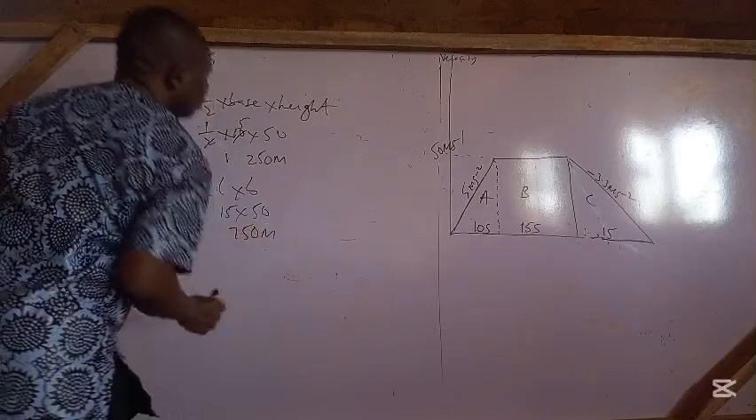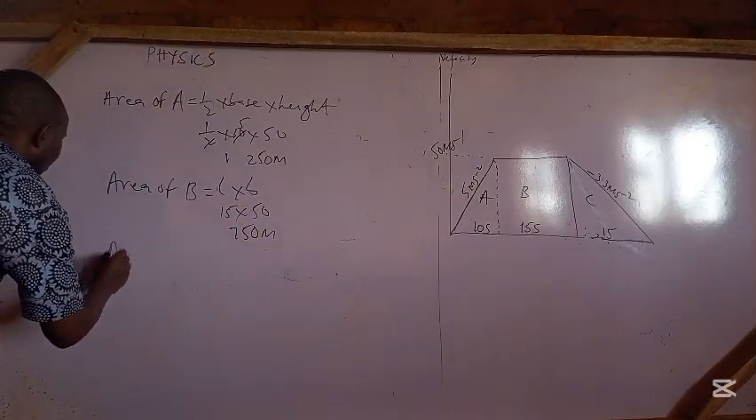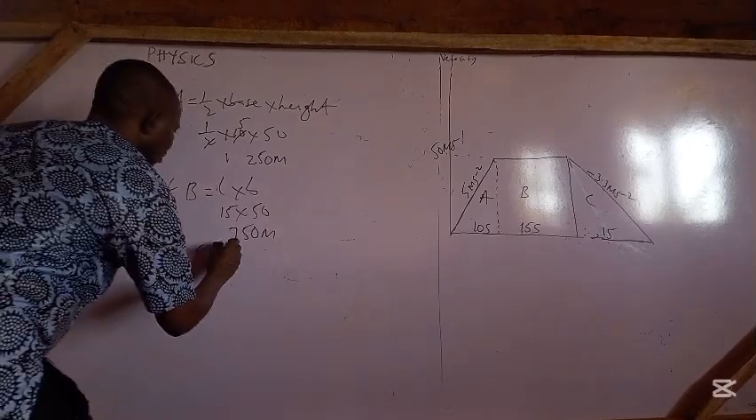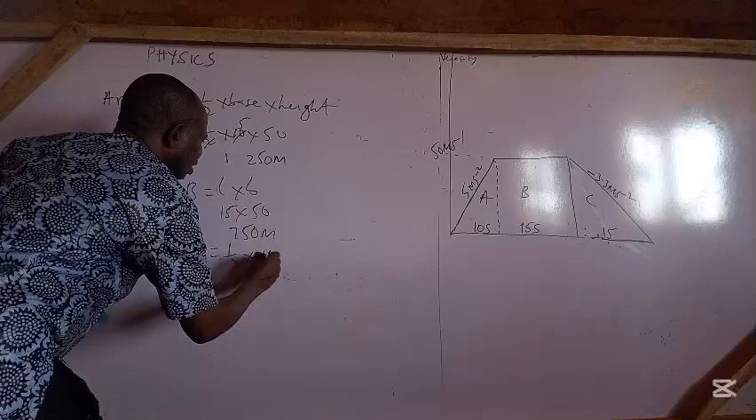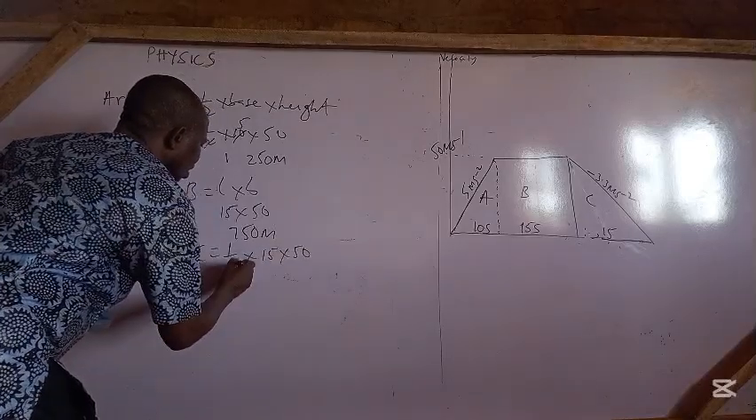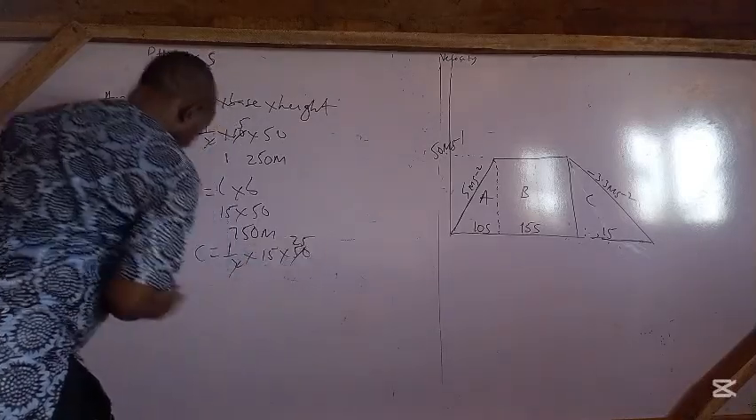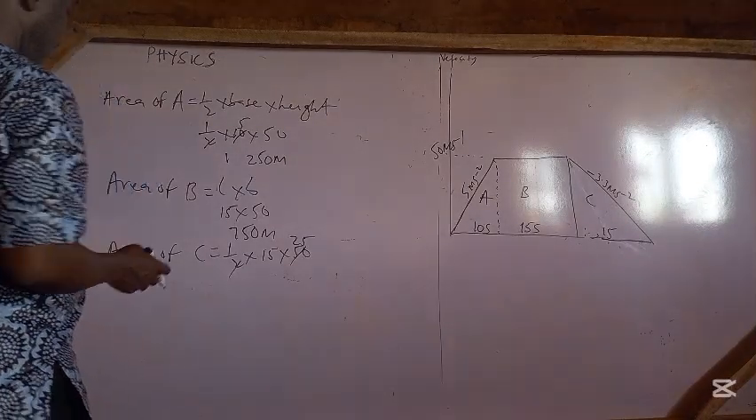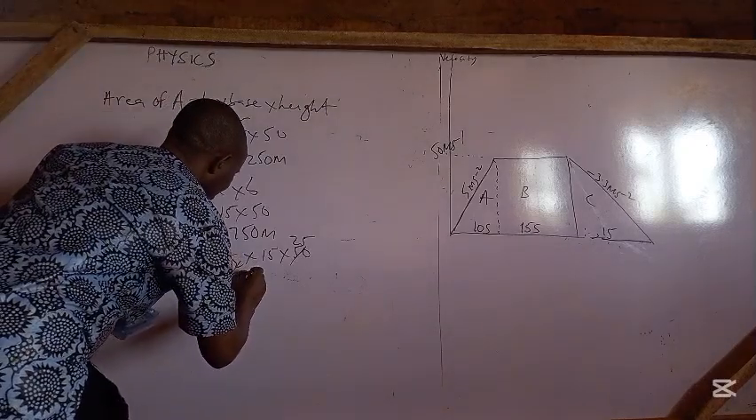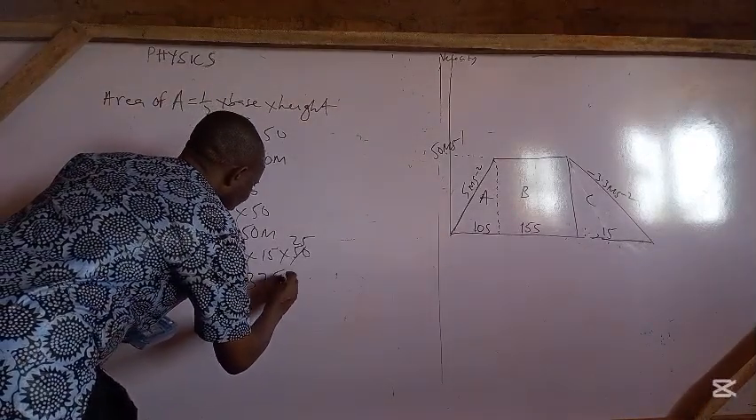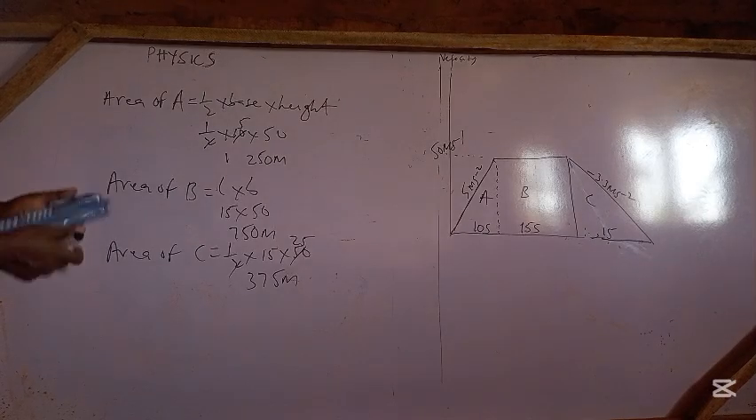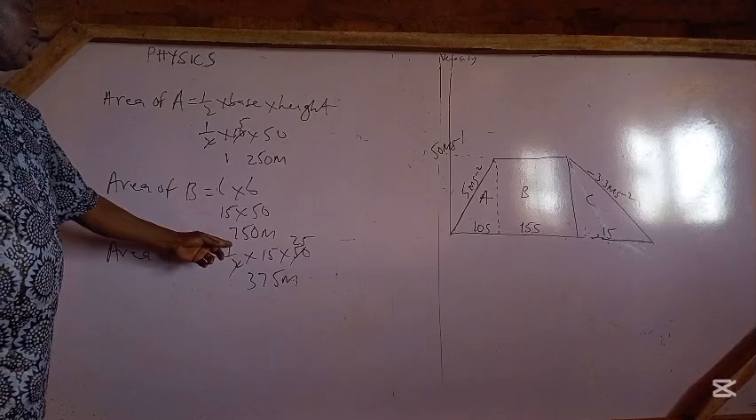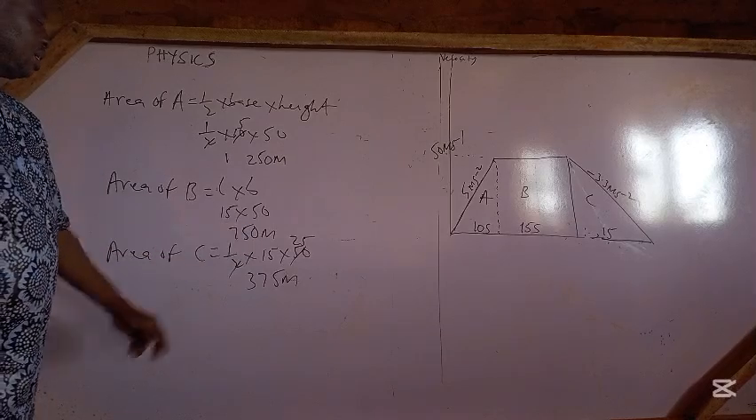The last one, area of C, that's half times 15 times 50. Half of 50 is 25, that's 15 multiplied by 25. That would be 375 meter. You can see that we are going to find the area of this. We got 250, this one we got 750 meter, and this one is 375 meter.